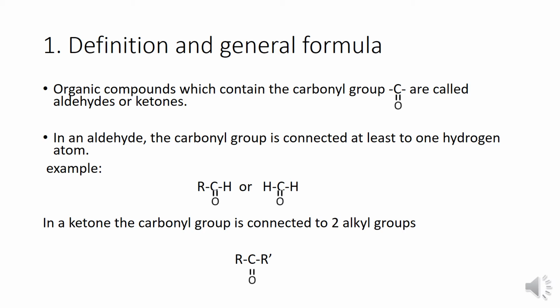Let us remember together what the alkyl group is. It is CnH2n plus 1. Also, let's remember the functional group of alcohol, which is OH. Here is the functional group, and it is called the hydroxyl group. In aldehydes and ketones, the functional group is C double bond O, and we call it the carbonyl group.